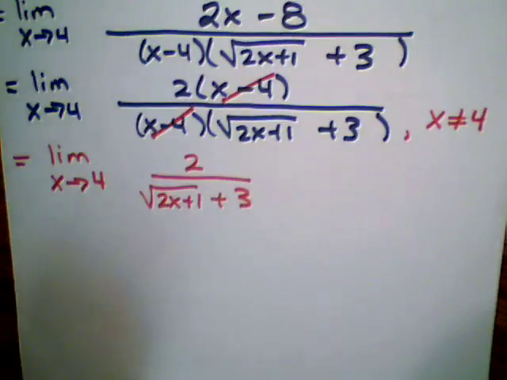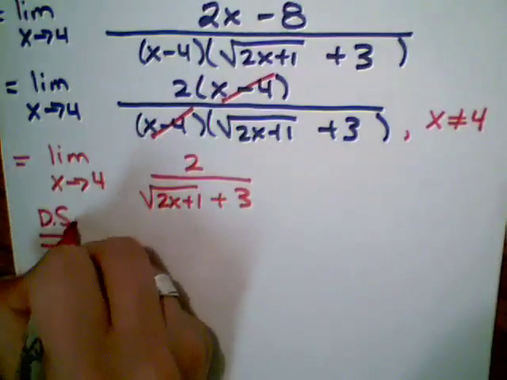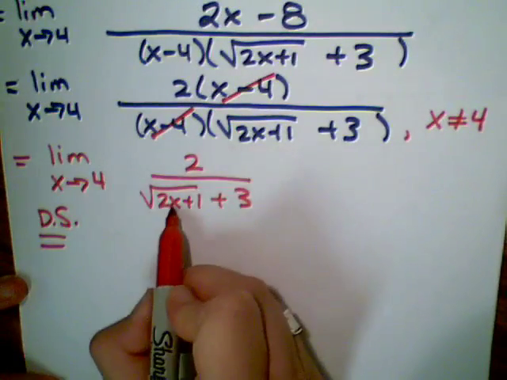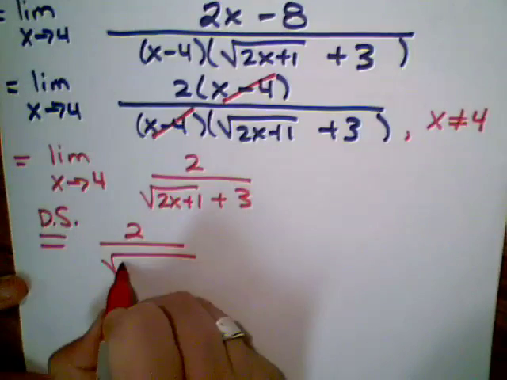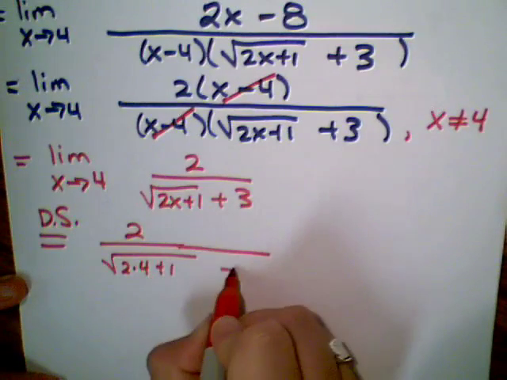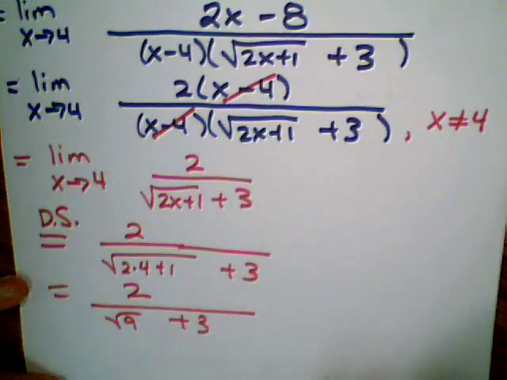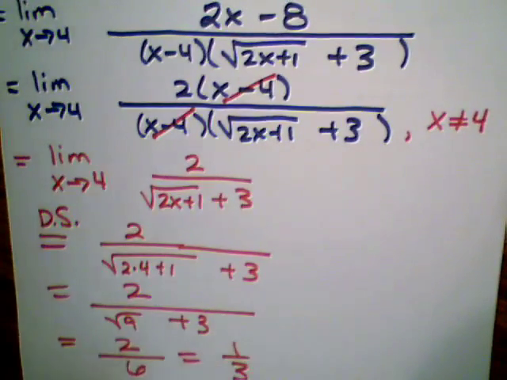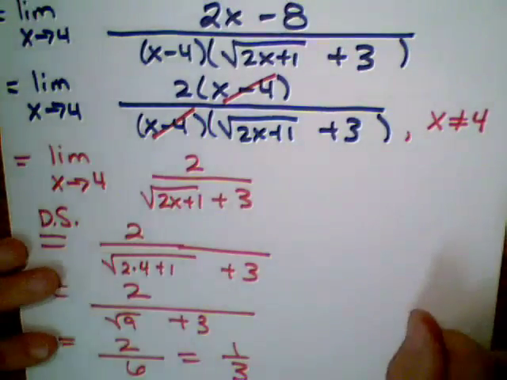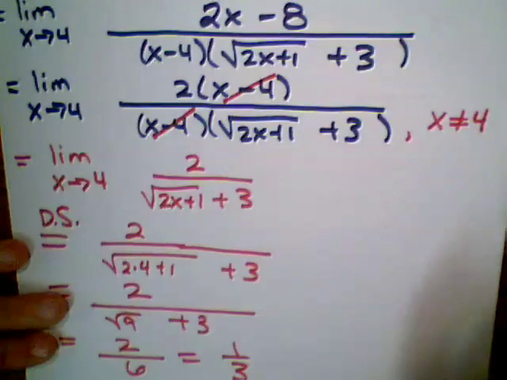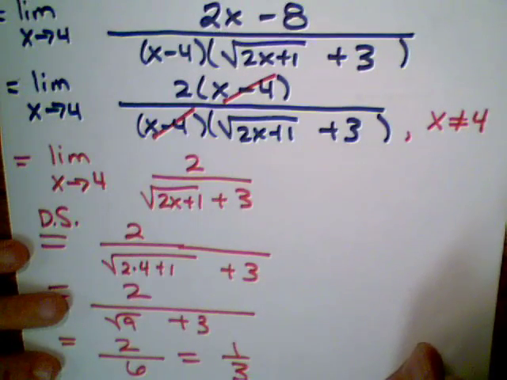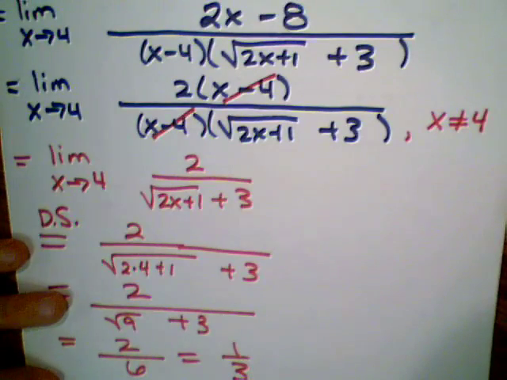The limit in red can be evaluated with direct substitution. We plug in 4 wherever there's an x. And we see that that value simplifies to 2 over 3 plus 3, 2 over 6, or 1/3. Alright, so there were two examples of evaluating limits by rewriting the quotient under consideration. All right. Good luck with your practice.